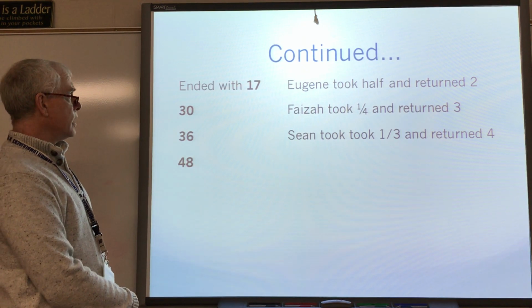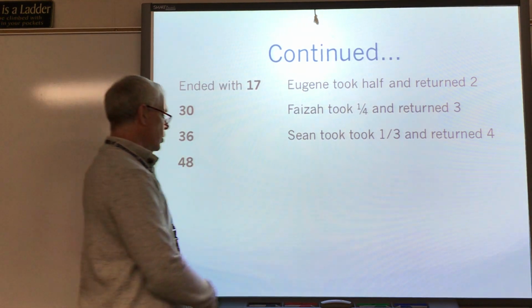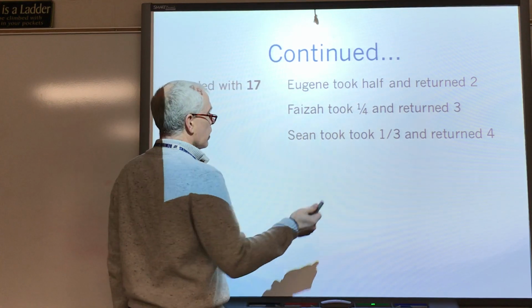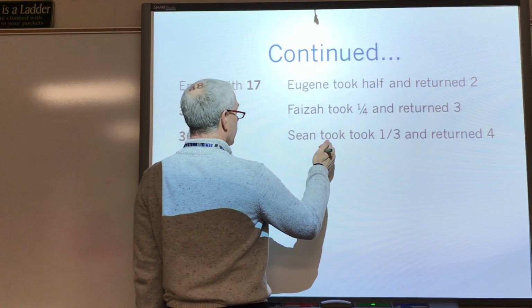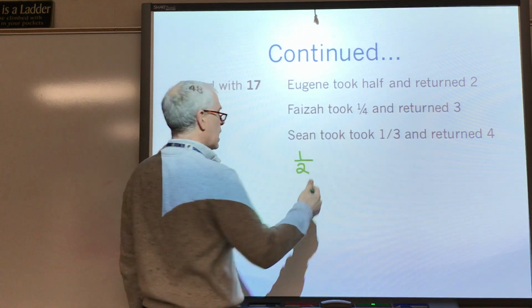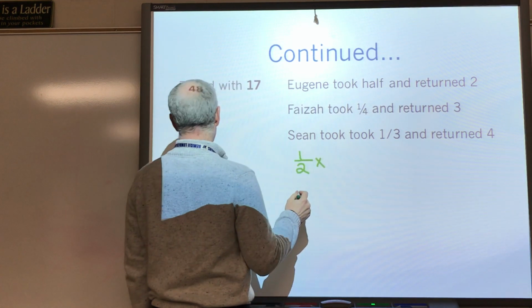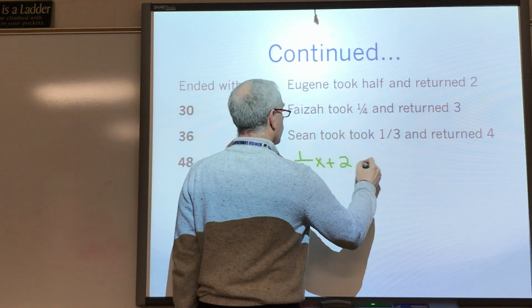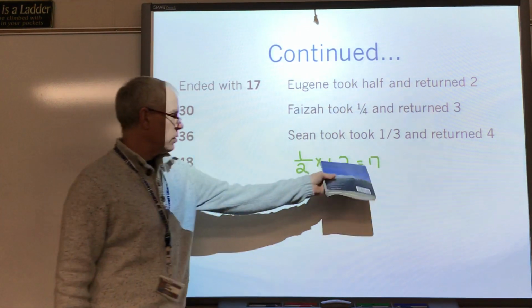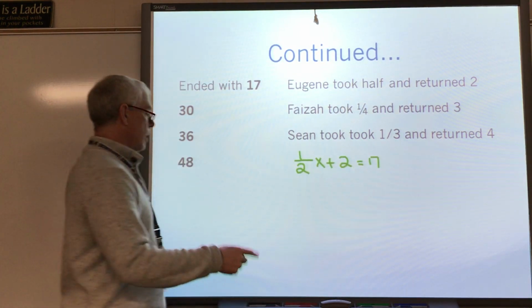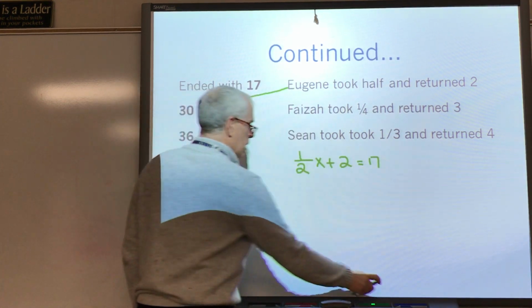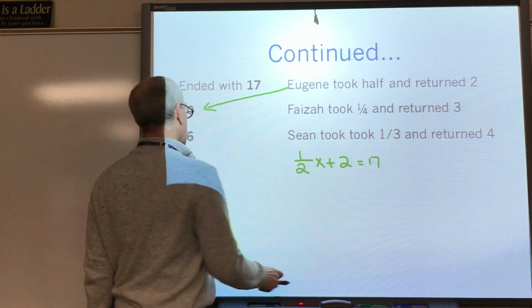So Eugene took half and returned 2 and got 17. Okay, so Eugene took half. So you subtract a half, that means he's going to have half left over, and return 2, and we got 17. Okay, so our algebra there is we'd subtract 2, we get 15, and then we'd multiply by 2 and get 30. Well, that's not too bad. Okay, now what happens next?